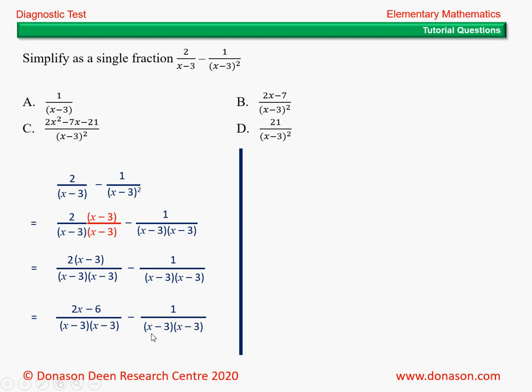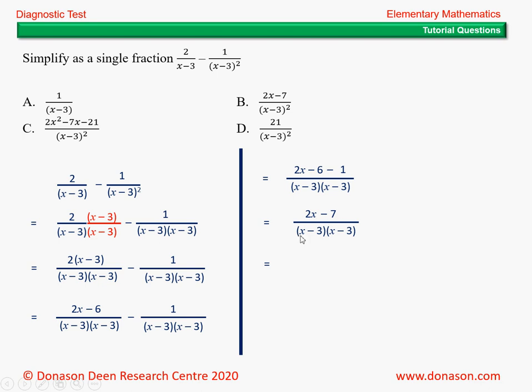Okay. So now we know that the denominators are equal, so we're going to combine the numerators together. So how do we do that? We can just put the minus 1 together just like that. Now we have got 2x and there's a minus 6 and a minus 1. Both of them are numbers, so we can simplify it further. Minus 6 minus 1 is a total of minus 7. So your numerator simplifies to become 2x minus 7.